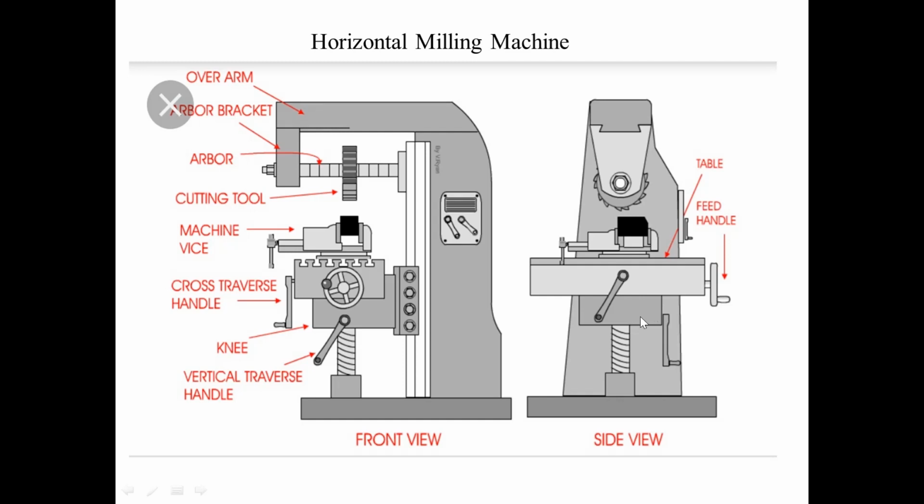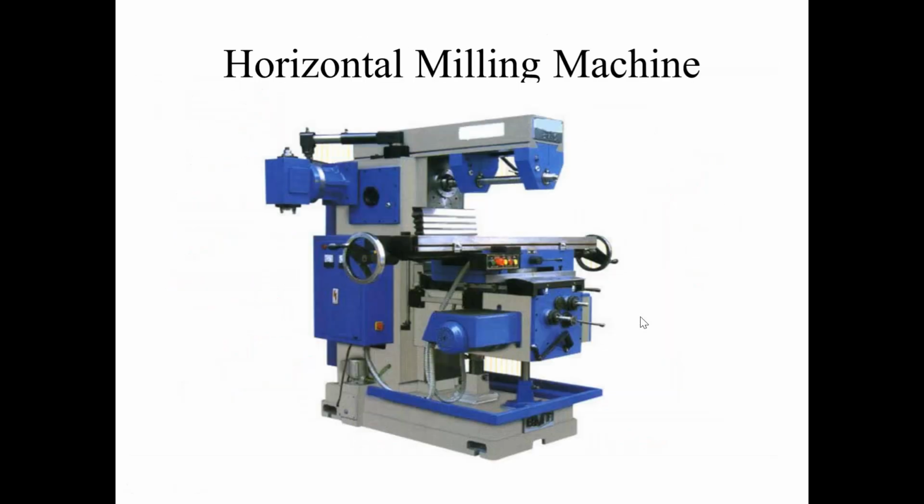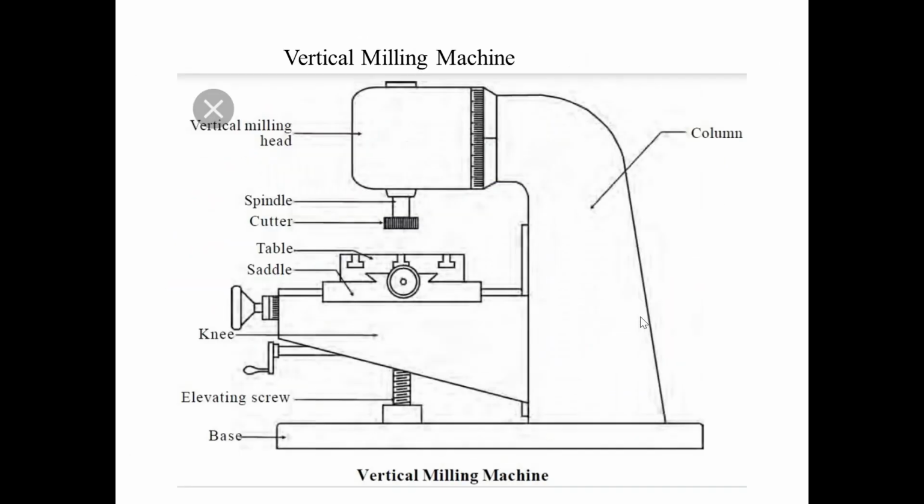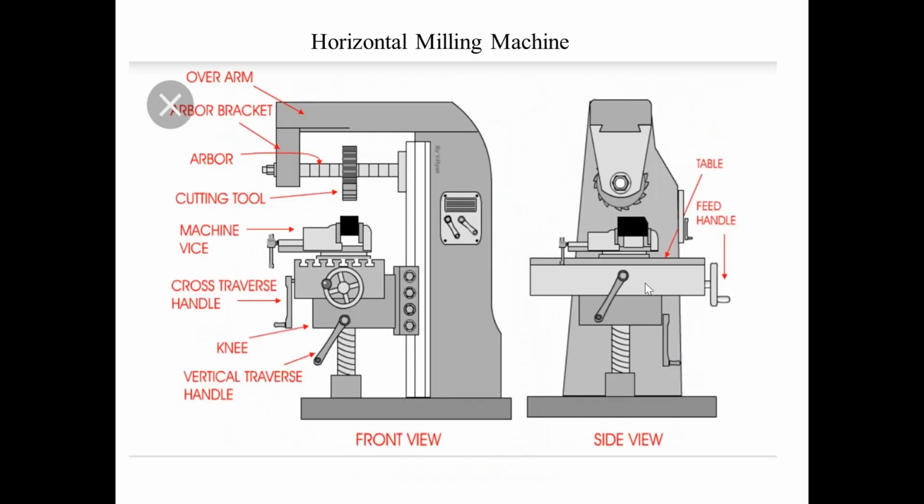There are two types of milling machine: horizontal milling machine, and another one is the vertical milling machine. So in a horizontal milling machine, we know that the milling cutter is fixed in horizontal direction. As the name itself indicates, it is in horizontal direction. This is the front view of the milling machine, and this is the side view of the milling machine.